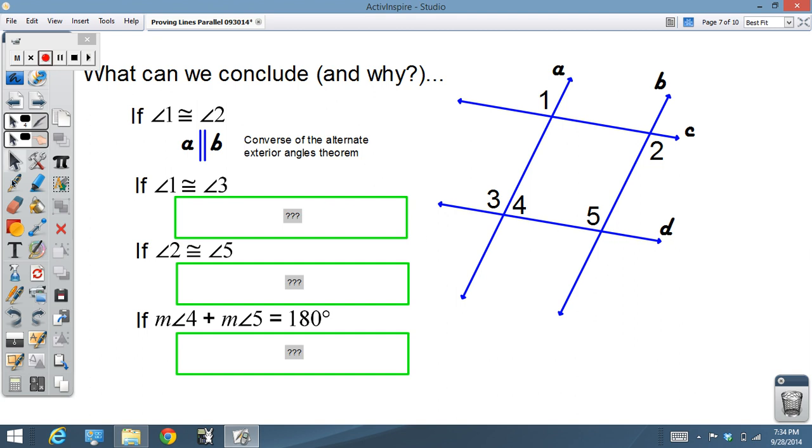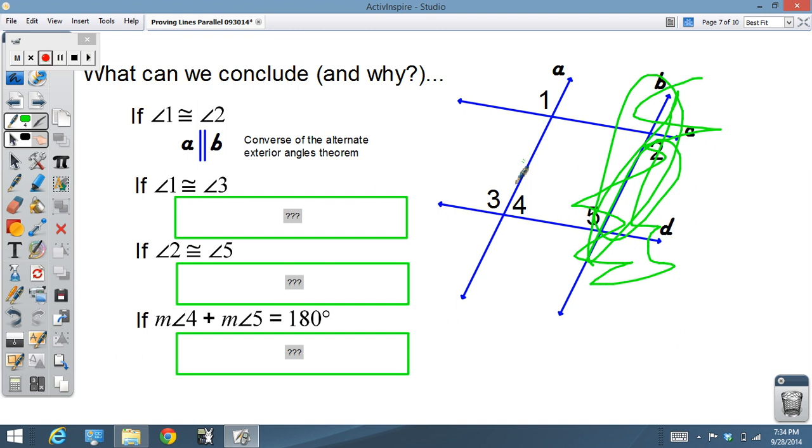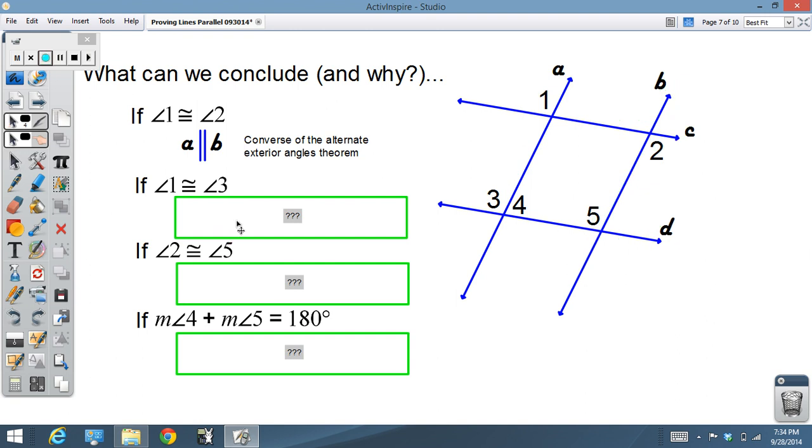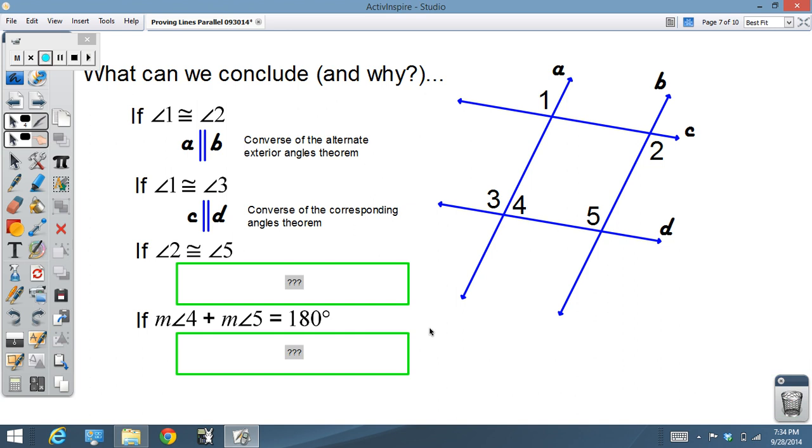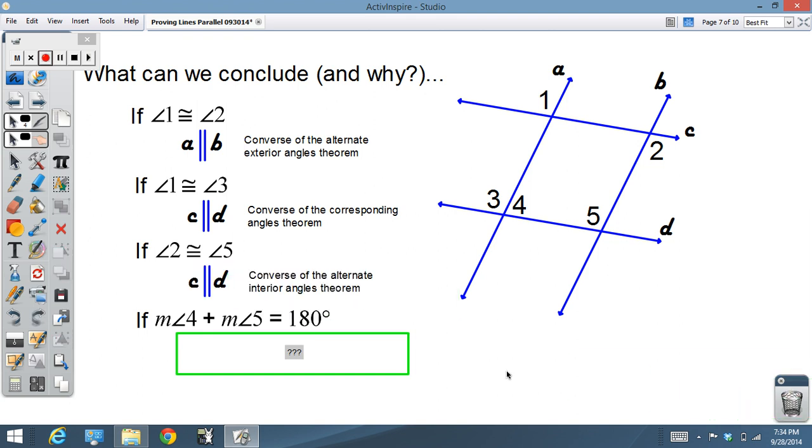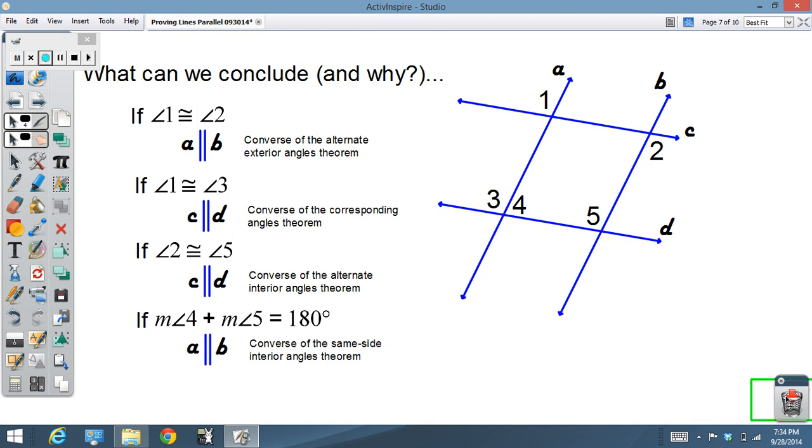If 1 is congruent to 3, now we're going to ignore this part of the diagram and just look at 1 and 3 as corresponding angles, same part of that picture. Therefore, we will know by the converse of the corresponding angles theorem that C is parallel to D. Try the others on your own. 2 and 5, and 4 and 5. Now, I know it's confusing understanding which one, but it's all wrapped up in which part of the picture you got to ignore to see the relationship.